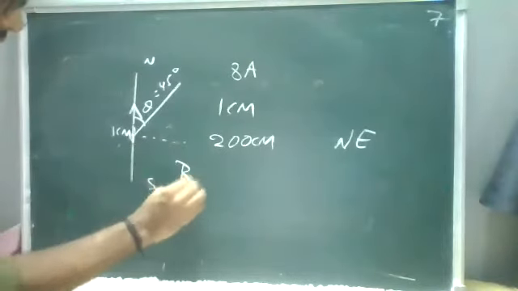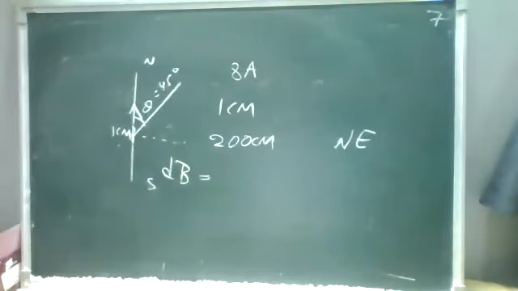Now I need to find the magnetic field here. Try to find the magnetic field. The current is given, dl is known, distance is known, and remember to convert everything into meters.